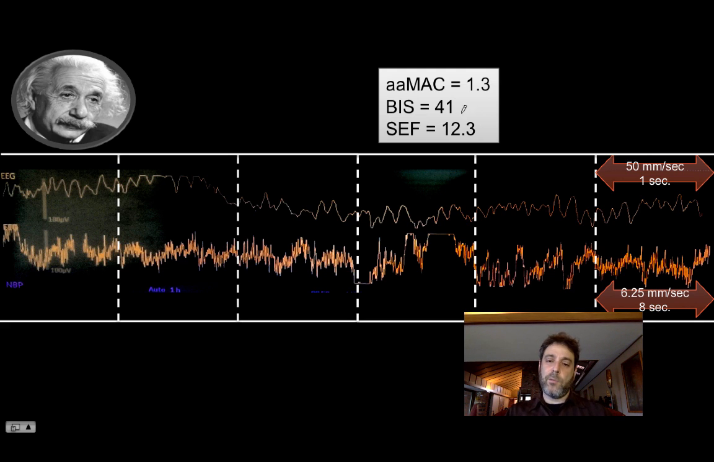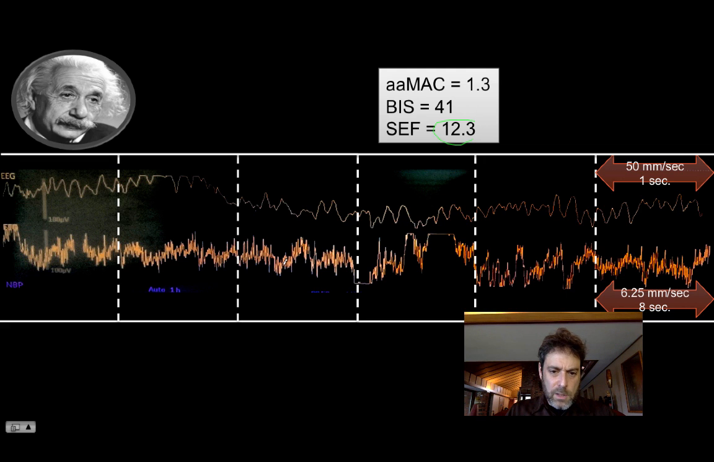Our BIS is fairly low at 41 and our spectral edge is at 12. Okay, so if we look here, this is a 6-second epoch and a 48-second epoch with the fast and the slow sweep speed. I think you can count the spindles here at 1, 2, 3, 4, 5, 6, 7, 8, 9, 10, about 11 Hertz, consistent with our spectral edge frequency.